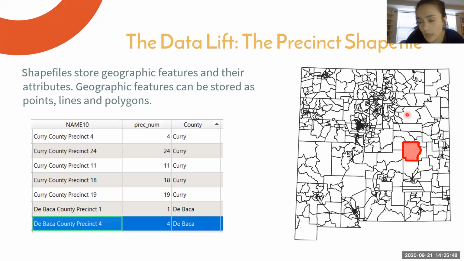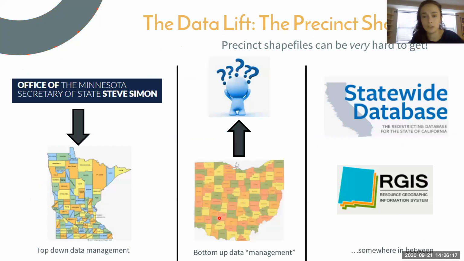So for example, I can highlight one precinct and look it up in what's known as an attribute table, meaning it stores attributes of each of the precincts. So here I've just highlighted which precinct we're looking at. And we're carrying around information like its name, its precinct number, the county it lives in. And we're going to be appending lots of other data to this, like election returns and demographic data. So the precinct shapefile is absolutely essential to what we're doing because without it, we can't recombine these precincts and make new districts. The precinct shapefile, though, can actually be very, very hard to get.